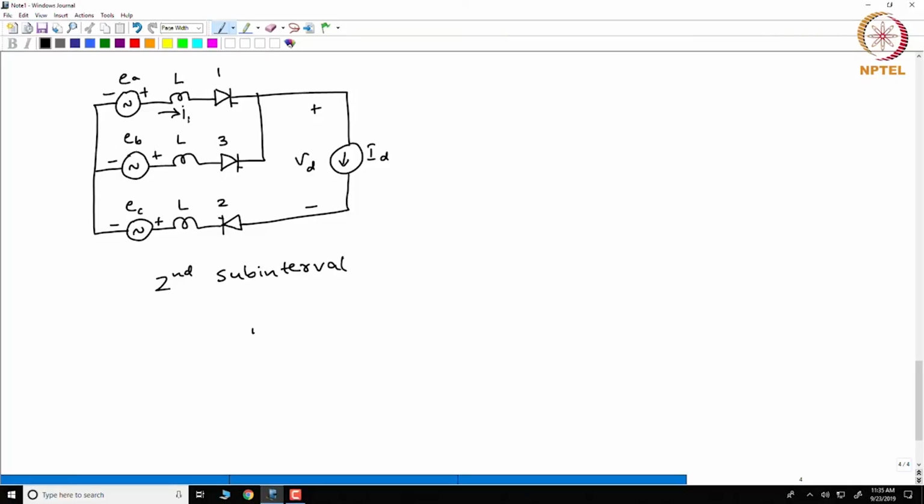So there are two loops. One of the loop currents ID is known. So I have to just write the equation for I1. If I apply Kirchhoff's voltage law, I get the equation L dI1 by dt, and the current through this inductance connected in series with EB is ID minus I1. So what I have is L di1 by dt minus L d by dt of ID minus I1 is equal to EA minus EB.